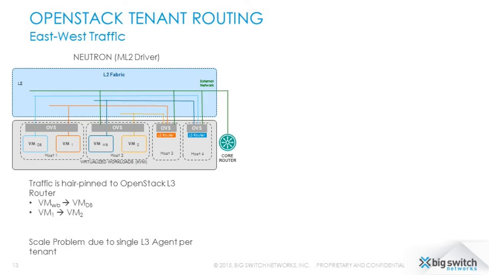Say VMweb wants to talk to VMDB across L3 boundary in blue tenant. Traffic will go from VMweb to blue L3 router on host 4. From there, it will go to VMDB. Similarly, if VM1 wants to talk to VM2 across L3 boundary in orange tenant, traffic will go from VM1 to orange L3 router on host 3. From there, it will go to VM2.